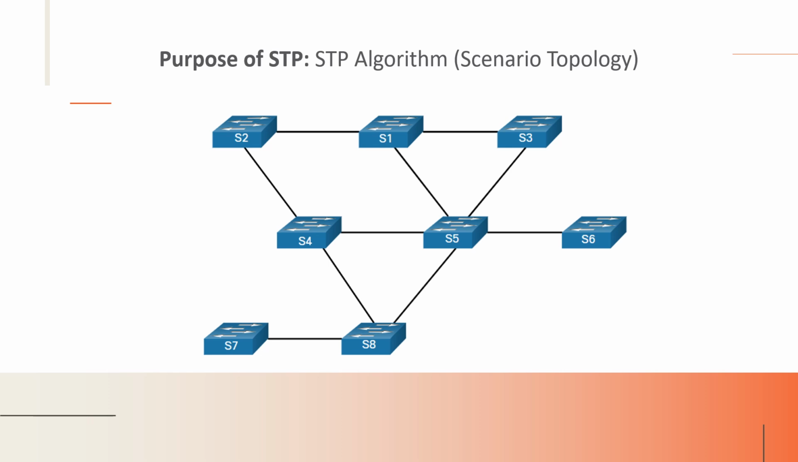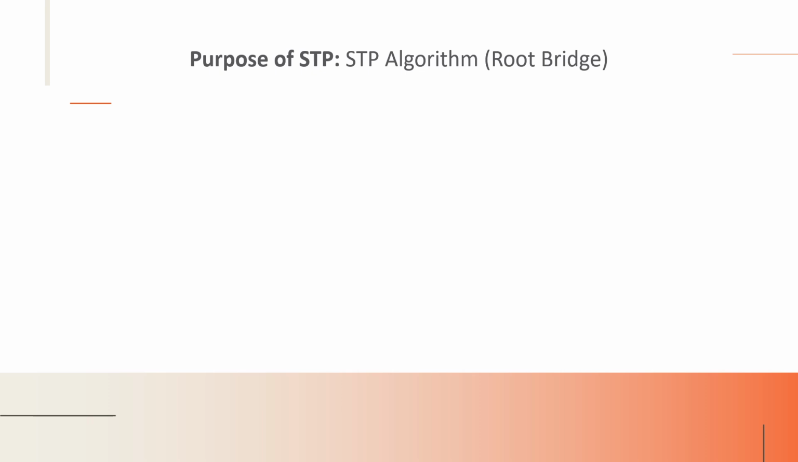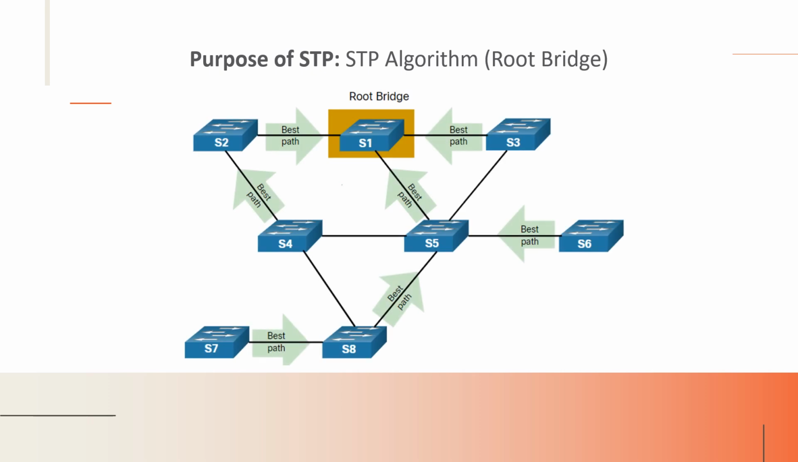So the spanning tree algorithm begins by selecting a single root bridge. Here in this figure, it shows that switch 1 has been selected as the root bridge. And in this topology, all links are equal cost. We have the same bandwidth. Each switch will determine a single least cost path from its edge to the root bridge.